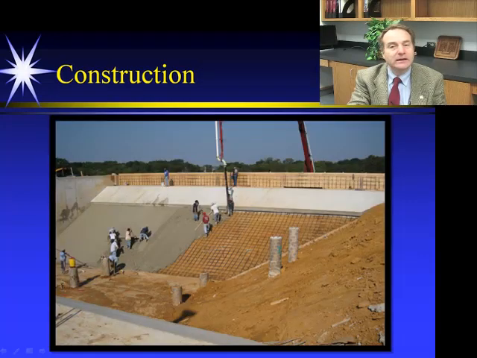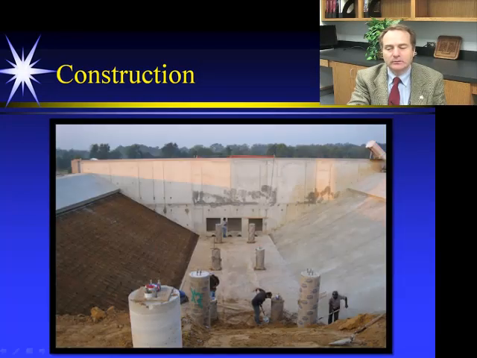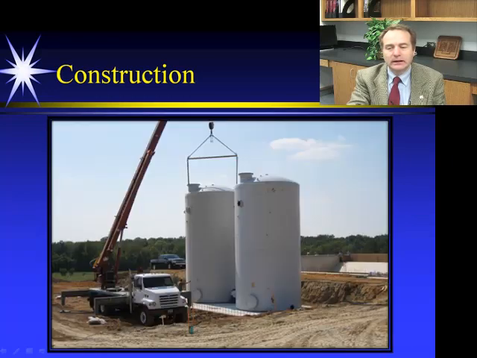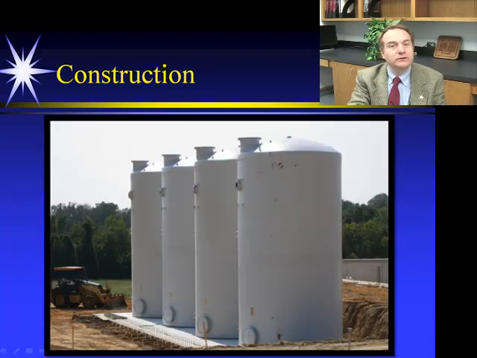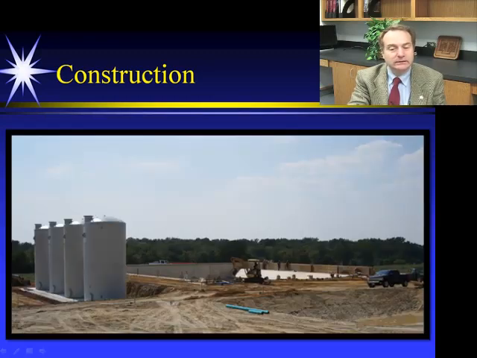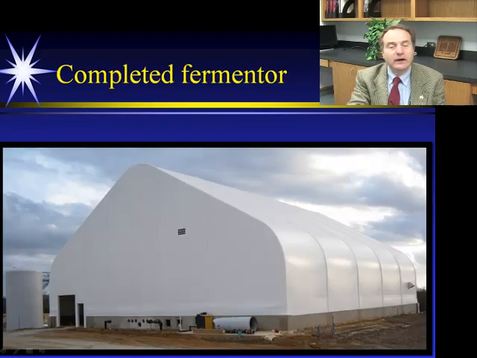And then we're lining that pit with concrete, more concrete, more concrete. And then these are the tanks that stand next to the pit that we use to collect the fermentation broth. And here you see the total of 4 tanks standing next to the pit. And then finally we've covered the pit with a tent-like structure.